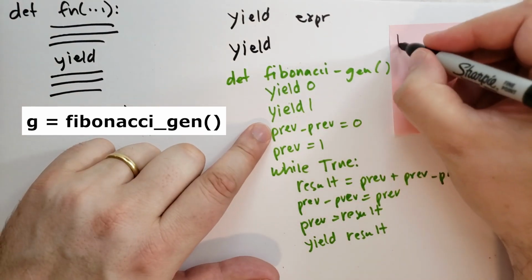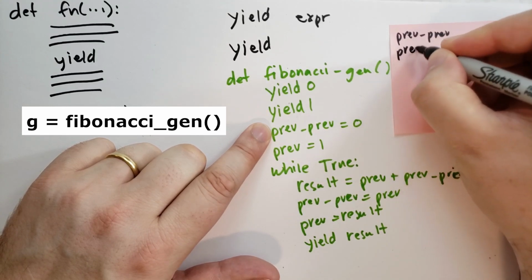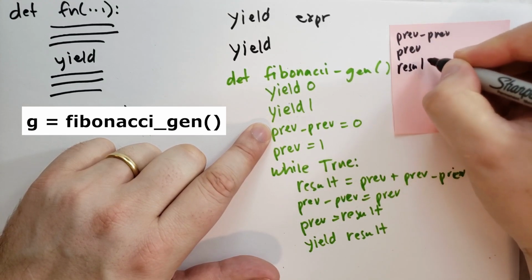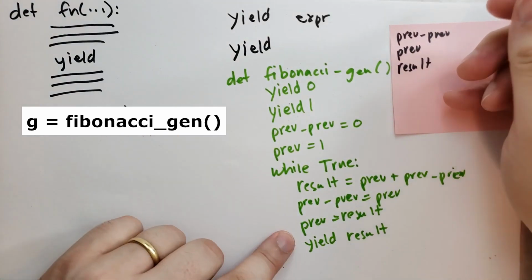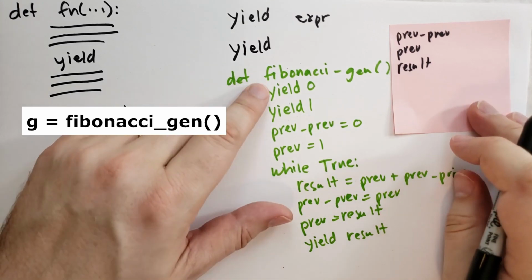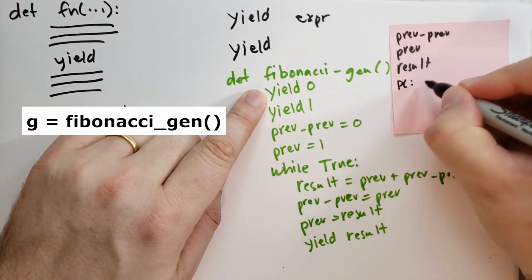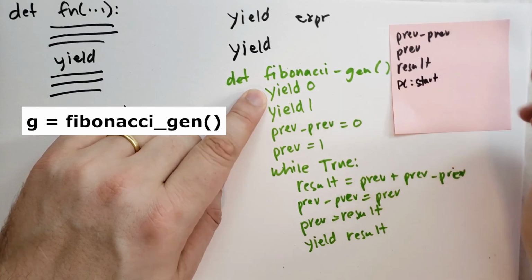So it reserves a spot for prev and result, because this function contains assignment statements to those values. Note that this function does nothing. It's just remembering a pointer to the beginning. I'm going to call it the PC at the start. Okay?